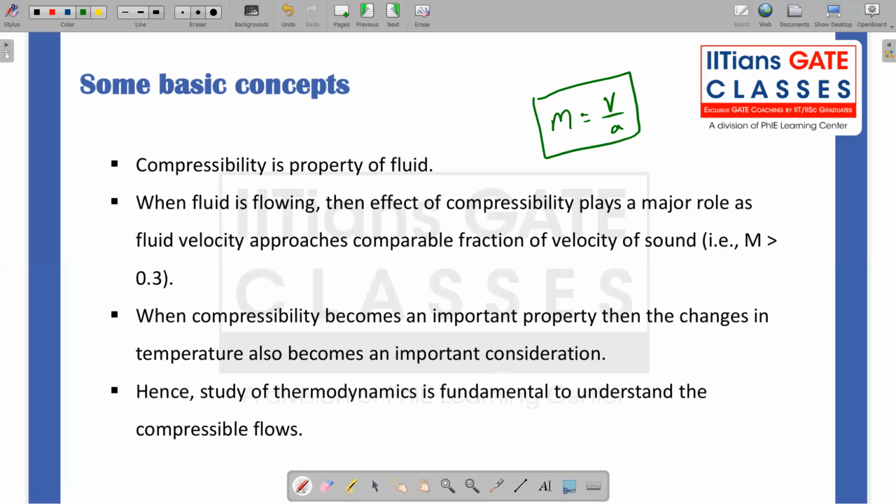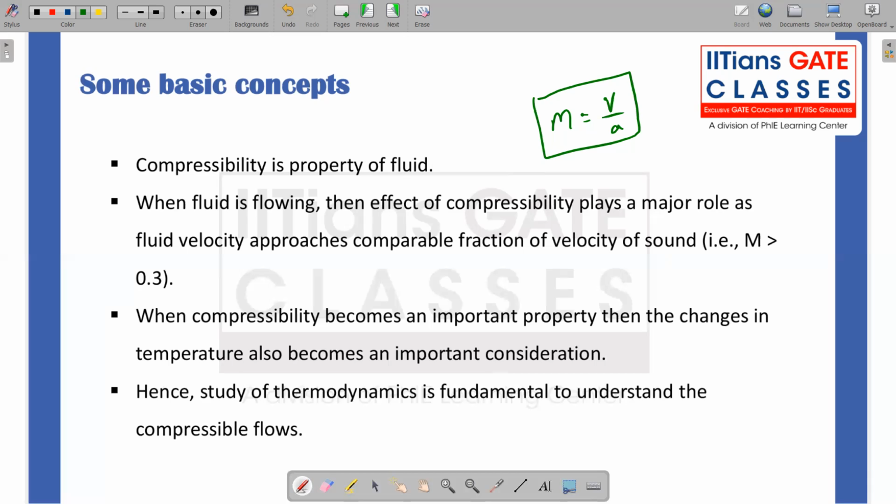Another aspect is the study of thermodynamics, which is fundamental to understanding compressible flows, because the effect of compressibility brings in a new variable in the energy equation, that is temperature. So understanding thermodynamics becomes important.